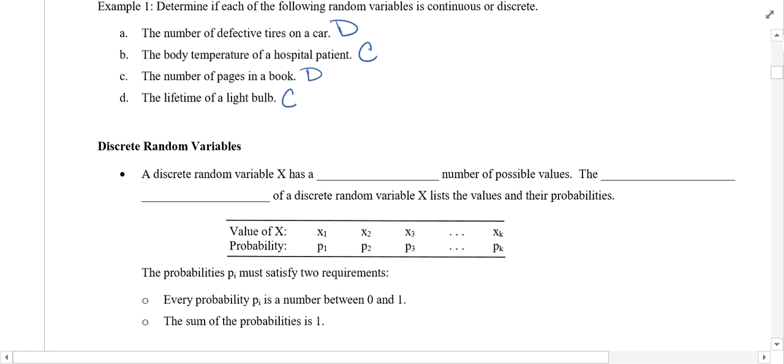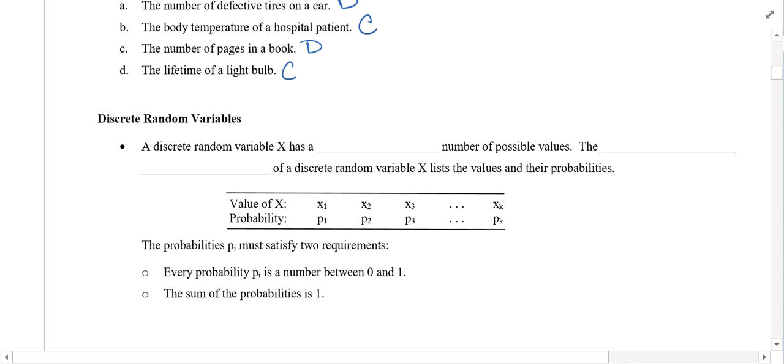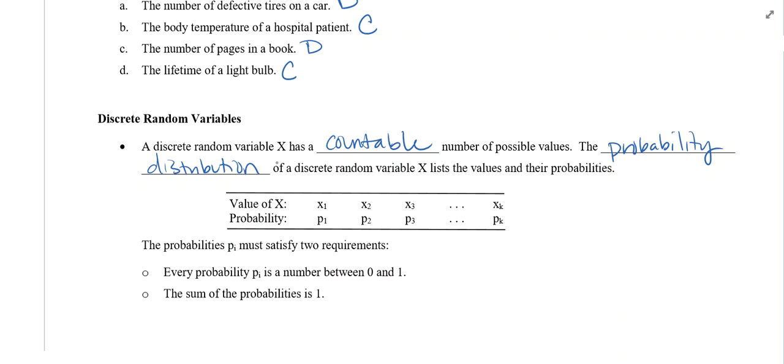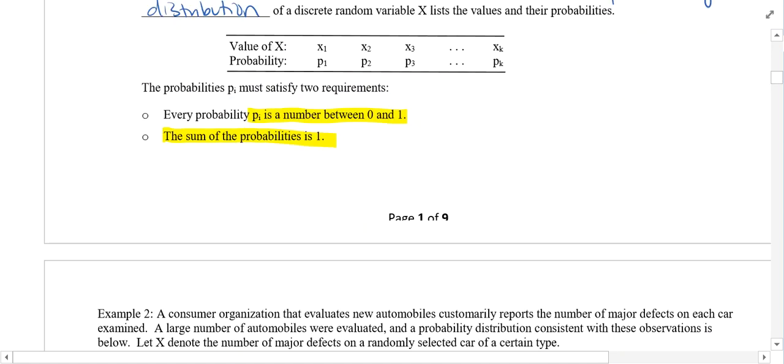Okay. So we're going to split these up throughout this chapter and talk about certain things for discrete and then continuous. The first one we're going to talk about is discrete. A discrete random variable, X, has a countable number of possible values, and the probability distribution of the discrete random variable lists the values and then the probabilities. A lot of times we're going to see this in a table. The probabilities must satisfy 2 requirements. Obviously, every probability is between 0 and 1. That's true of all probabilities. But then the sum of the probabilities is 1. So we have to account for all possibilities here in the table.